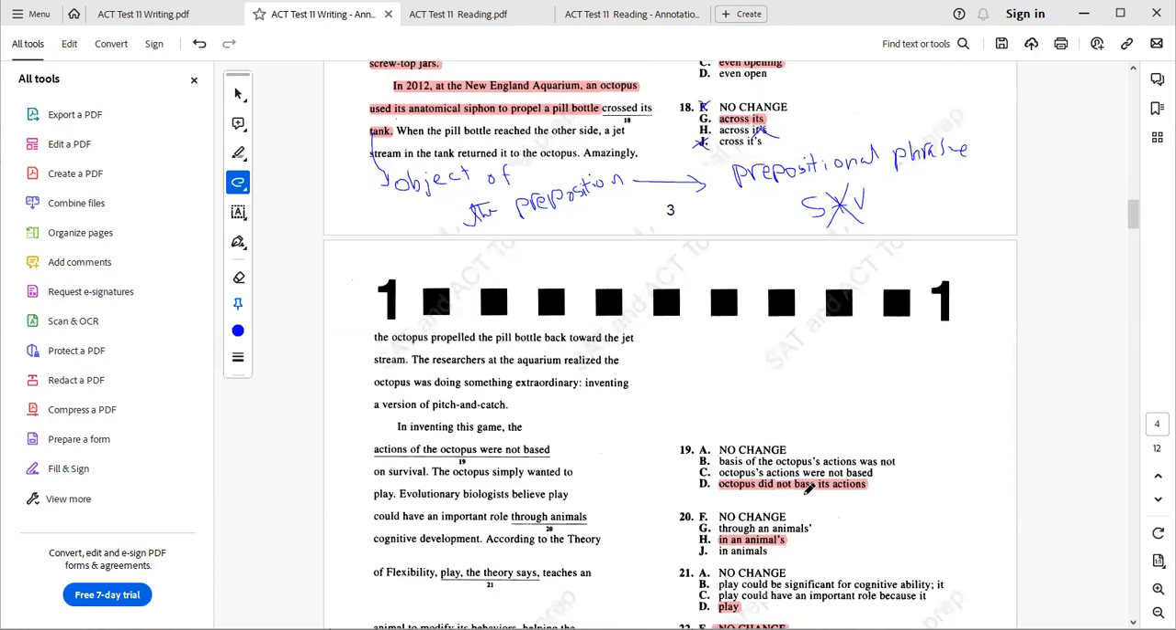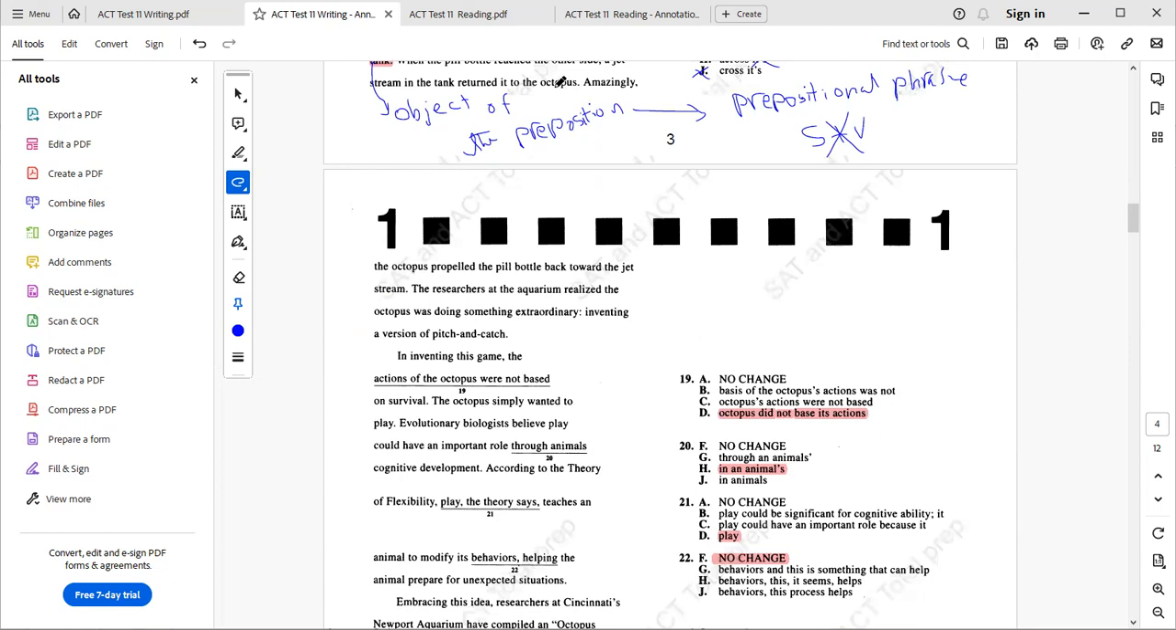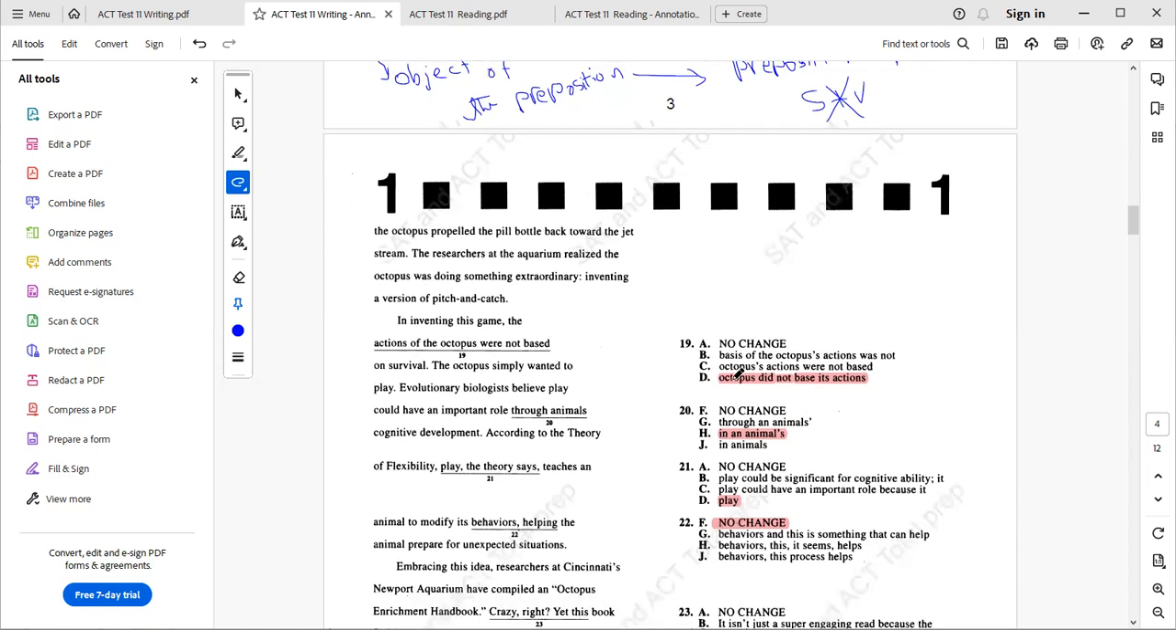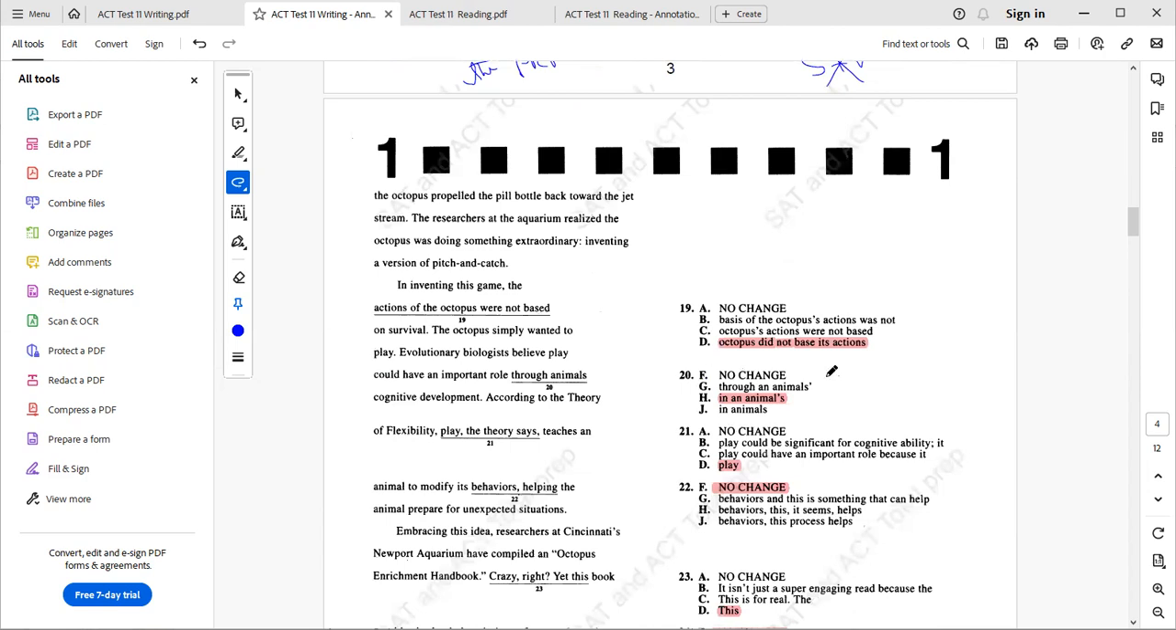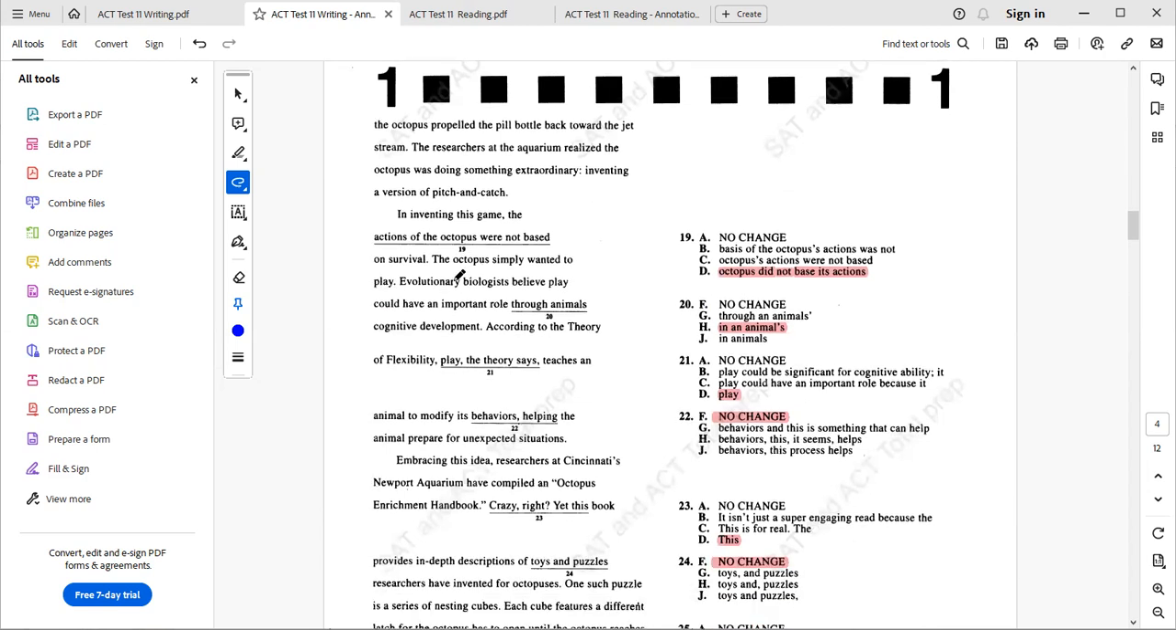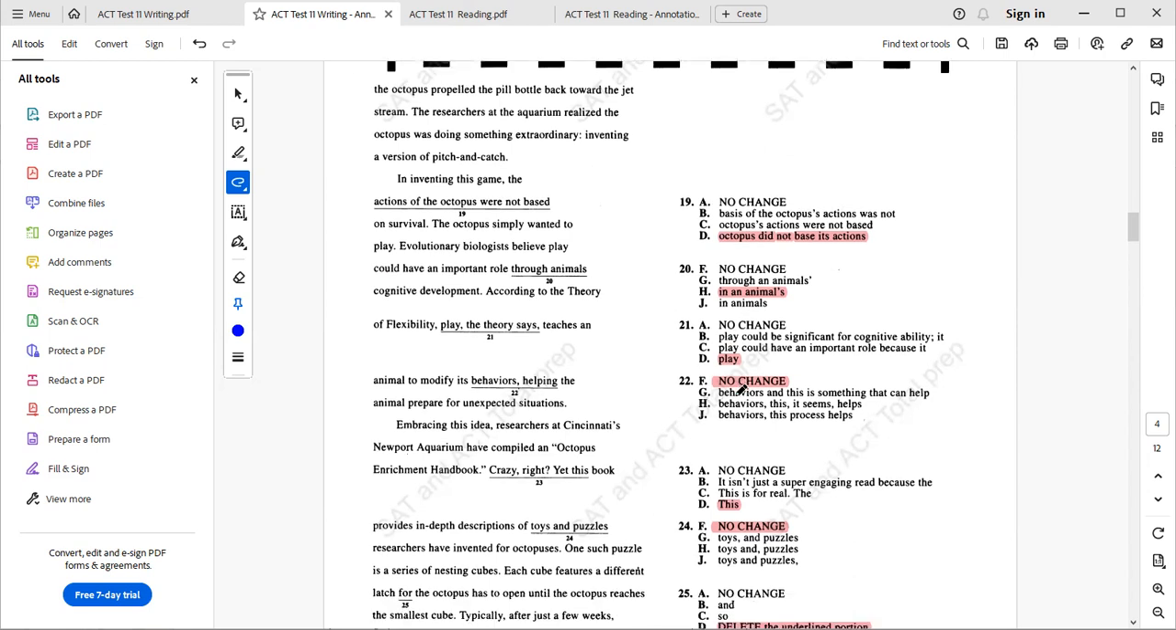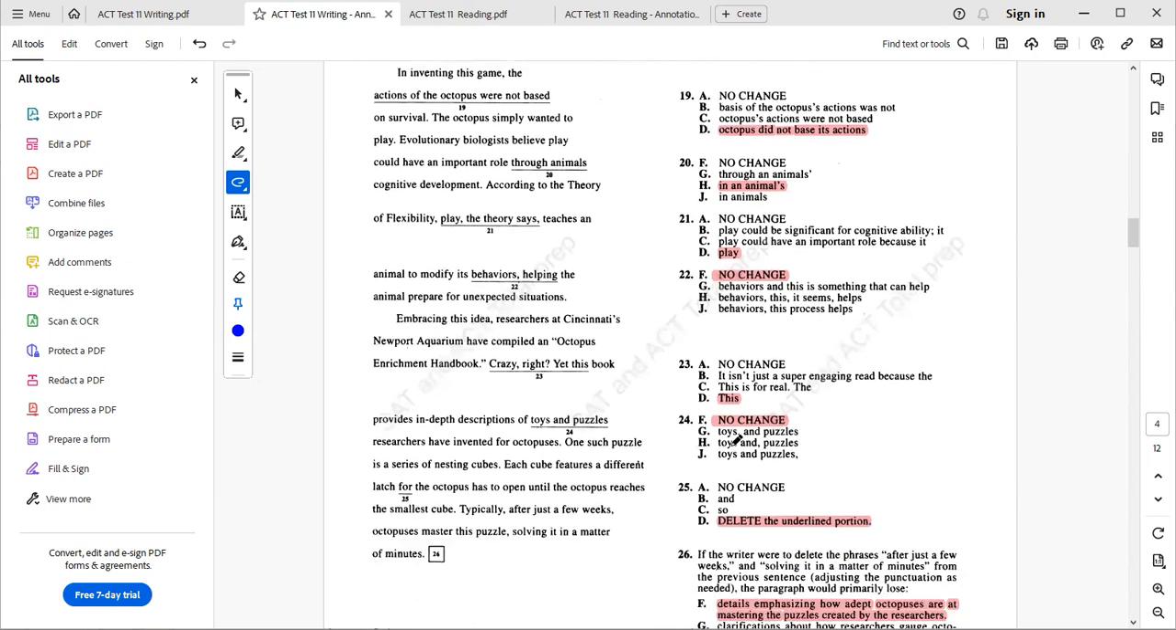Okay. Let's go to number 19. Number 19 with Adam. He got it right. So 20H is right. 21D is right. 22F is right. 23D is right. 24. There's a mistake in 24, Adam. Let's find now how we're going to explain it.